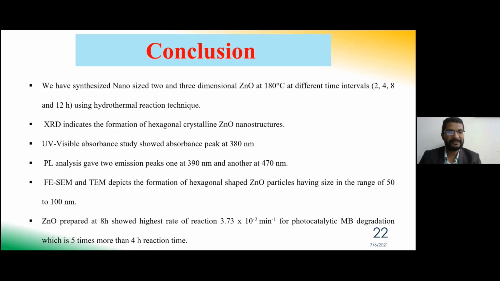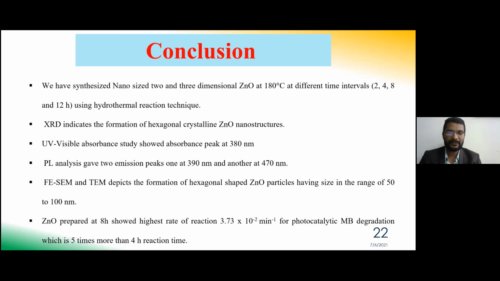Conclusion from this presentation: we synthesized zinc oxide nanomaterial at 180 degrees with a change in reaction time as 2, 4, and 8 hours, and hexagonal plates are formed using this hydrothermal technique. XRD indicates formation of hexagonal crystal zinc oxide nanomaterials.